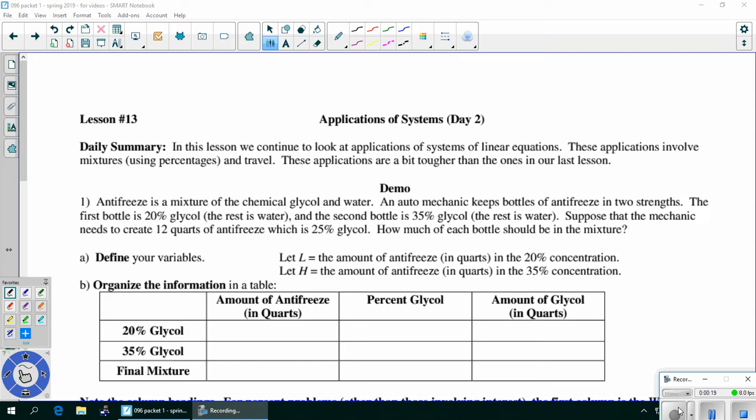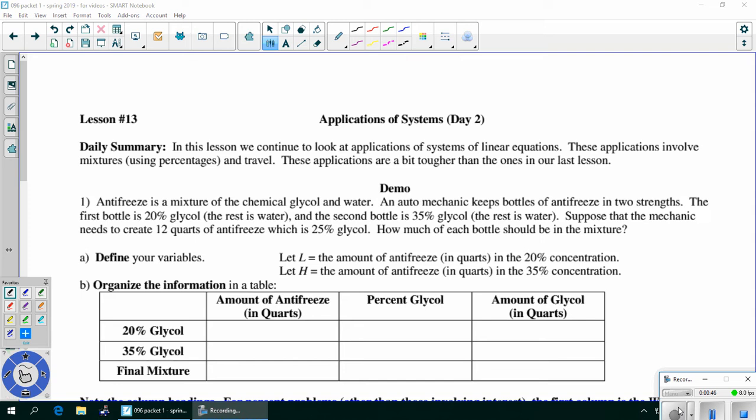Antifreeze is a mixture of the chemical glycol and water. So the word antifreeze, you picture this bottle of stuff. That bottle contains exactly two ingredients. One of them is water, and the other one is a chemical that is called glycol. That is the only thing that is inside of antifreeze, these two components. And the only difference between one antifreeze and another is the percentage of each of these two components.